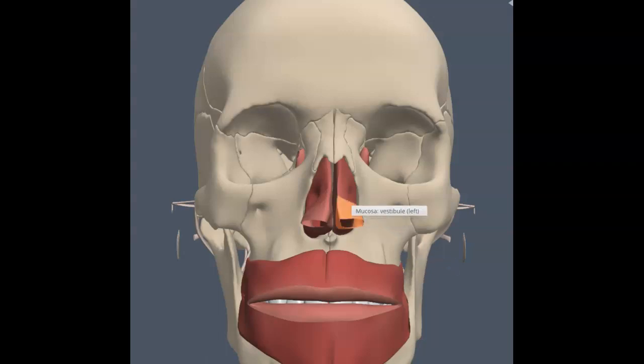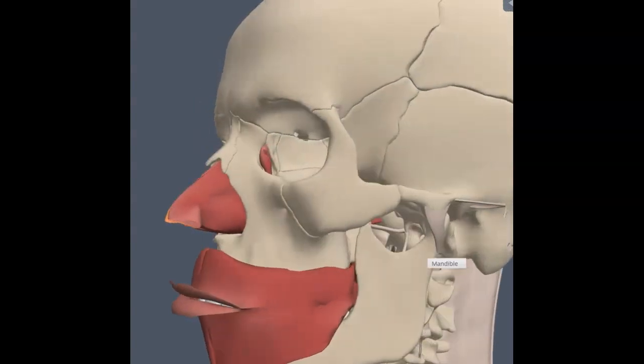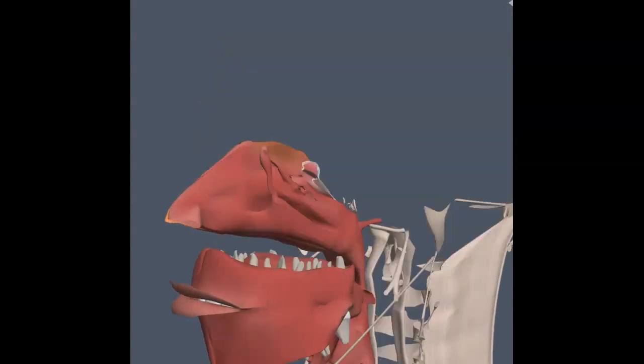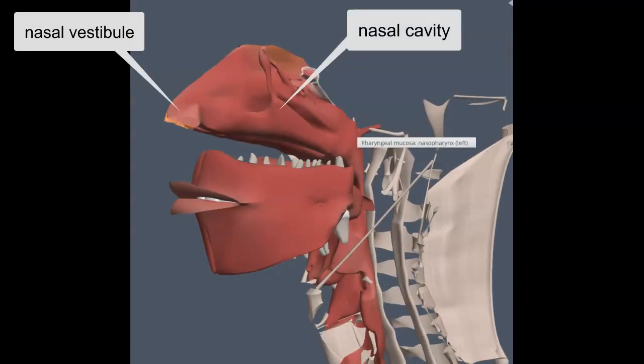located. The small cavity contained right inside of the nostrils is known as the nasal vestibule. This is the space that's closed off when you plug your nose. The right and left nasal vestibules are continuous with the right and left nasal cavities, which are continuous with the pharynx.